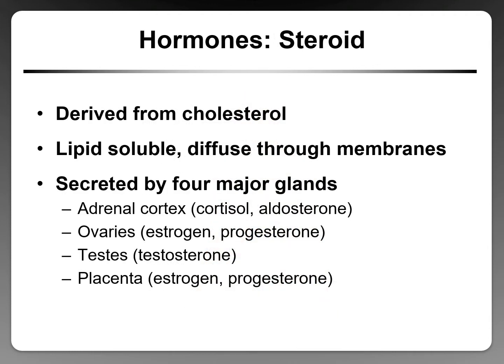Looking specifically at the two distinct types of hormones in our endocrine system, the first one are steroid hormones. Our steroid hormones are derived from cholesterol. This means that they are lipid-soluble and can readily diffuse through cell membranes. Our steroid hormones are secreted by four major glands: the adrenal cortex, which is over the kidneys, which will release cortisol and aldosterone; the ovaries, which will produce estrogen and progesterone; the testes, which will produce testosterone; and the placenta, which is present in pregnant women, and will also produce progesterone and estrogen.